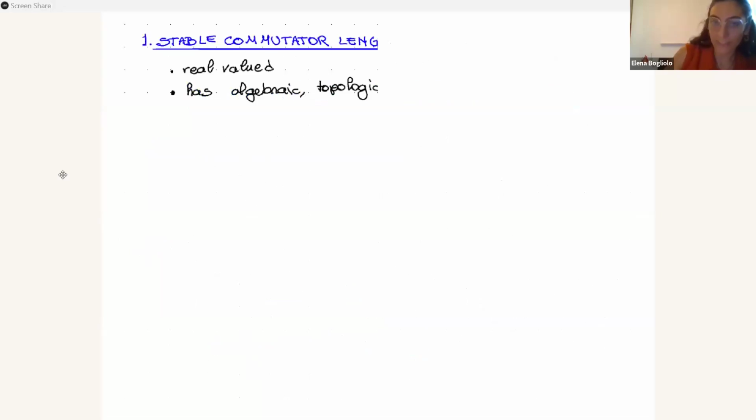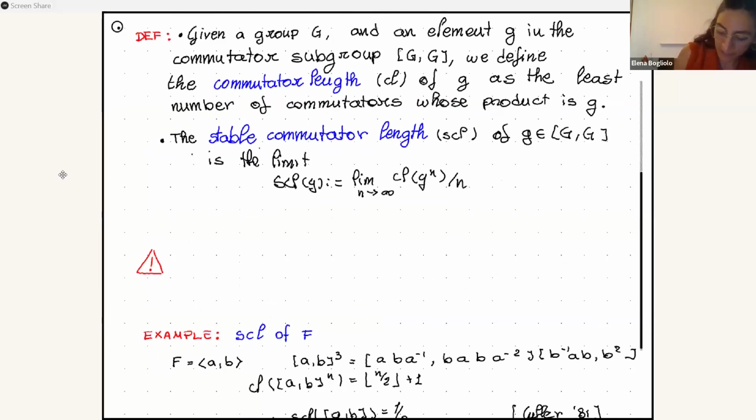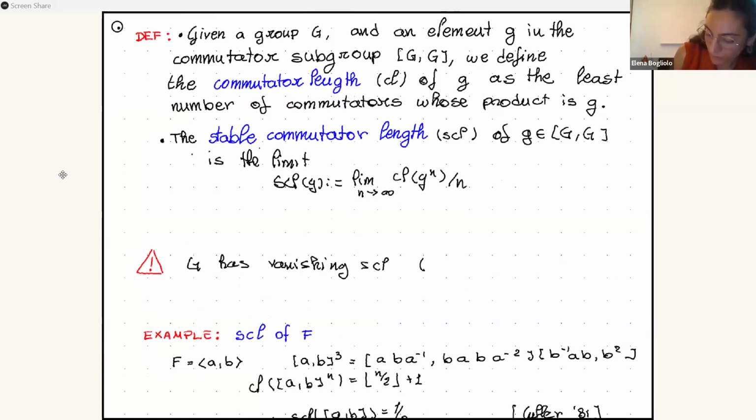Now we say that a group G has vanishing stable commutator length, which we can also denote with scl of G equal to 0, when the stable commutator length of each element in the commutator subgroup is equal to 0.